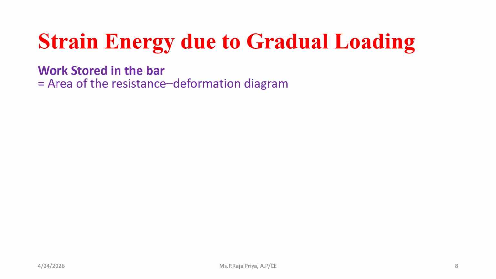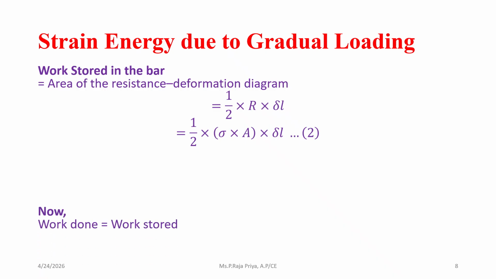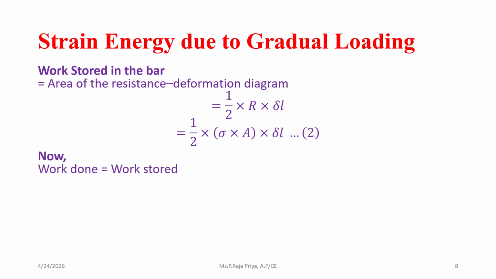The work stored in the bar will be equal to the area of the resistance deformation diagram. Since it is also a triangular pattern, the area will be half into R into delta L. Load is defined as P and the resistance is defined as R. So R will be equal to stress into area. Since stress is equal to load by area, resistance or the load will be stress into area, and this is taken as equation number 2.